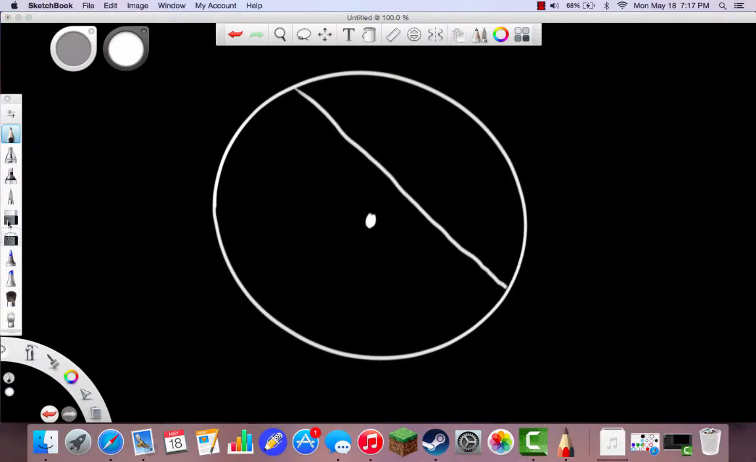I'm going to get rid of that. So this is the center, but we don't need to know that right now. This is the circle, and the chords intersect at point A. This is B, C, D, and E. Okay, so what do we know from this?